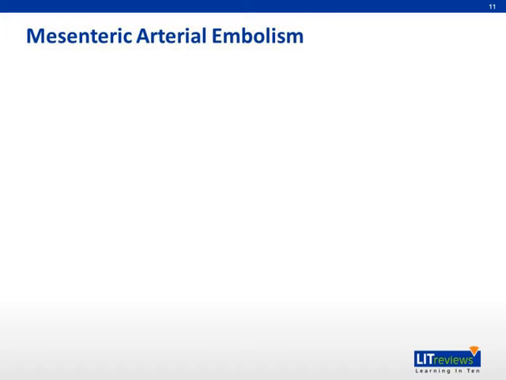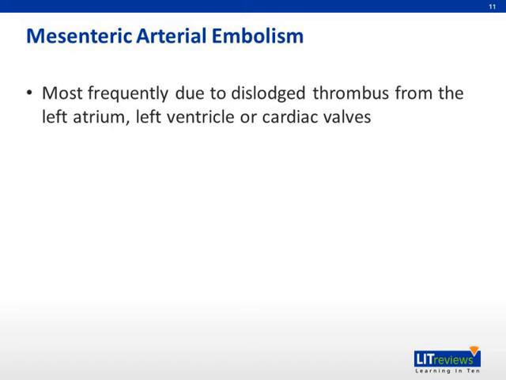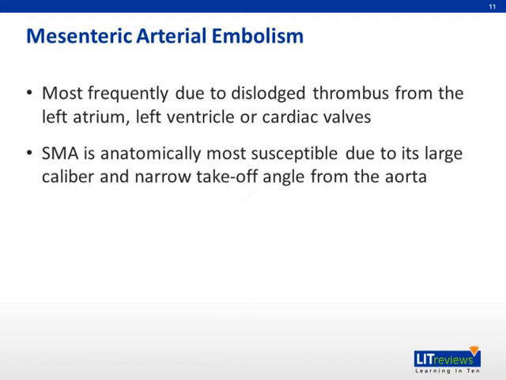Mesenteric arterial embolism. Embolism to the mesenteric arteries is most frequently due to dislodged thrombus from the left atrium, left ventricle, or cardiac valves. The SMA is anatomically most susceptible to embolism due to its large caliber and narrow takeoff angle from the aorta. The IMA is rarely affected due to its smaller caliber. The embolus usually lodges 3 to 10 cm distal to the origin of the SMA, in a tapered segment distal to the takeoff of the middle colic artery.